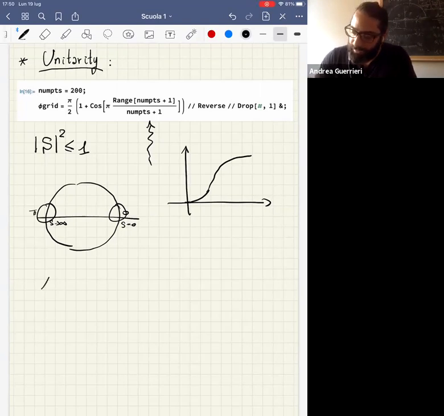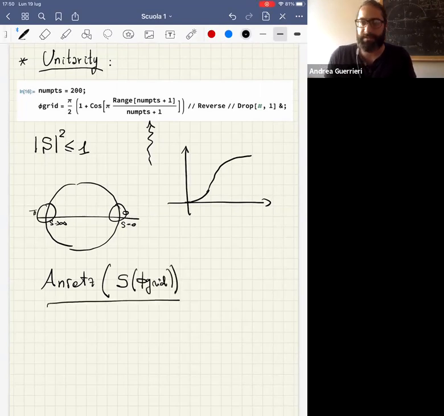And then we evaluate our ansatz. We take our ansatz and evaluate it as a function of phi, on our phi grid. And this is what we are going to pass to SDPD.